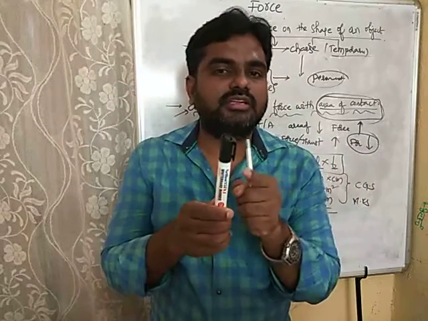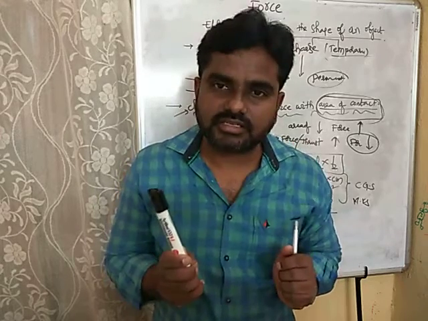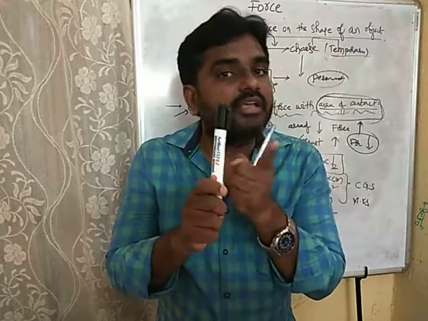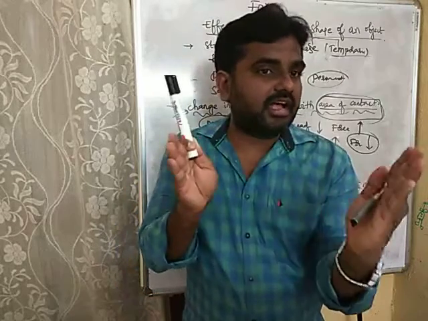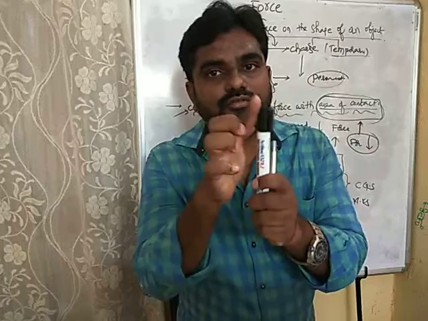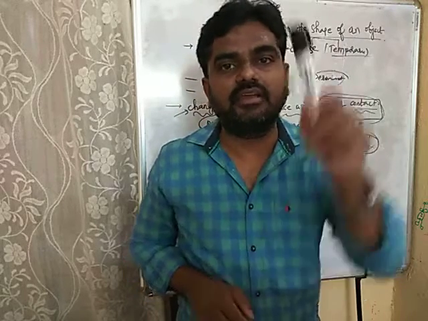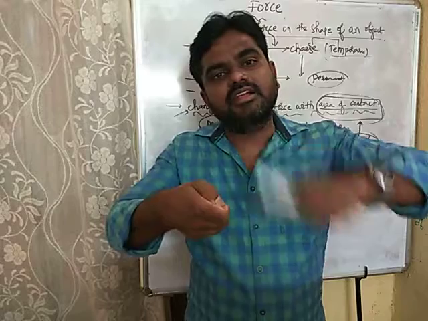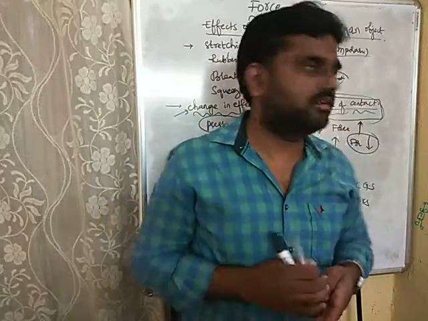If you cut vegetables with the wider edge, what happens? Will it cut? No, because it exerts low pressure. Why? Because the area of contact is high, isn't it? Whereas if you cut the vegetables with the sharpened edge of the knife, you can easily cut the vegetables and fruits, isn't it?